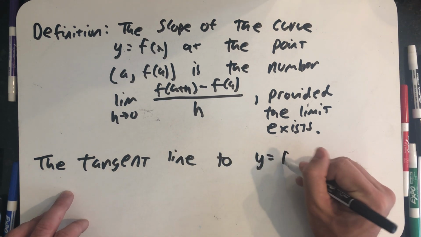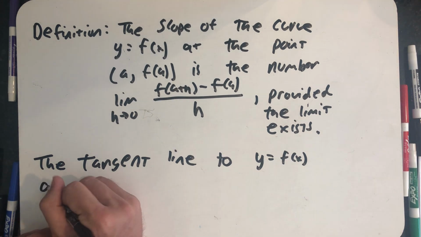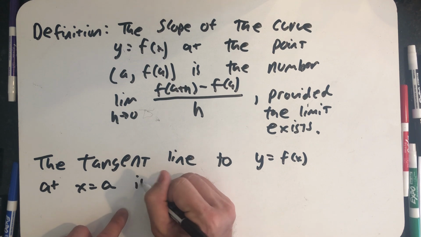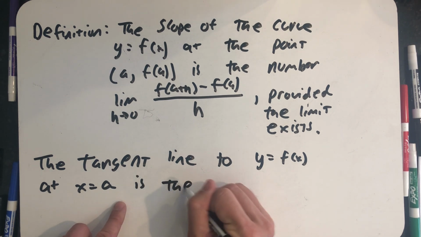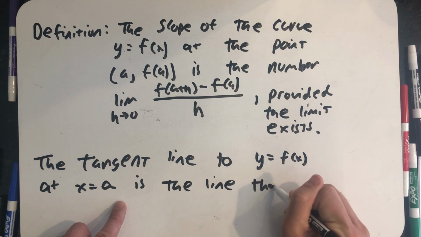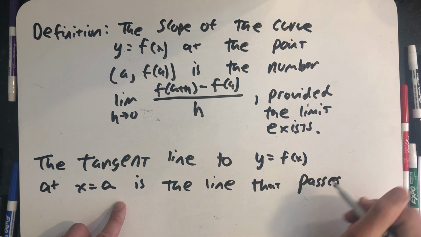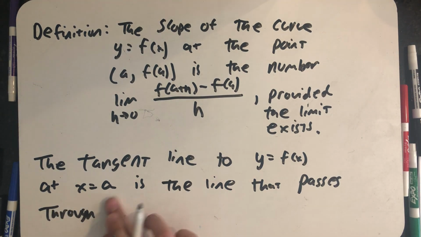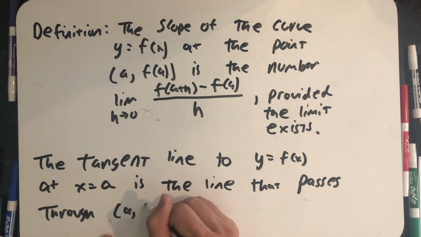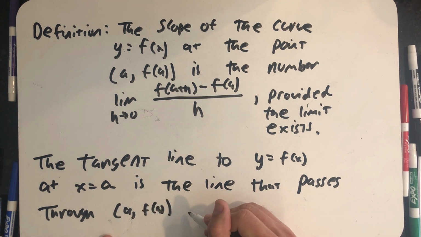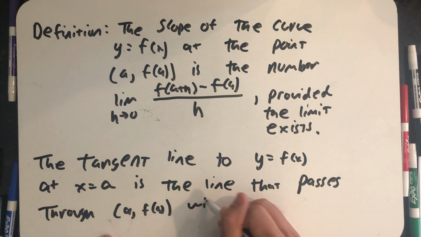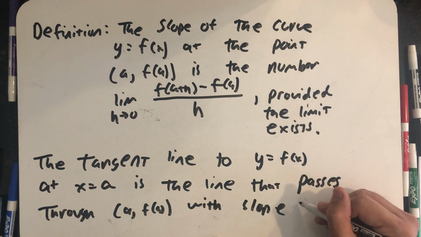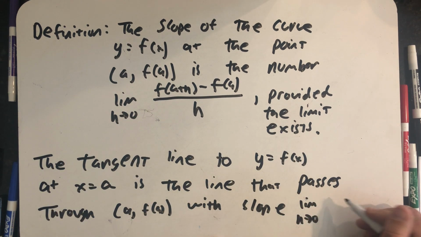to y equals f of x at x equals a is the line that passes through a comma f of a with slope, and it's this slope. I have to match that. So I'm going to write that down here even though I'm running out of room.